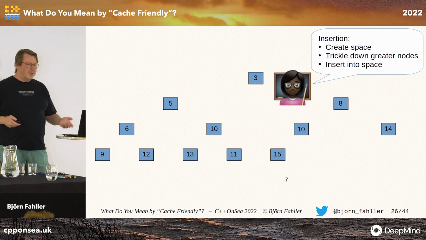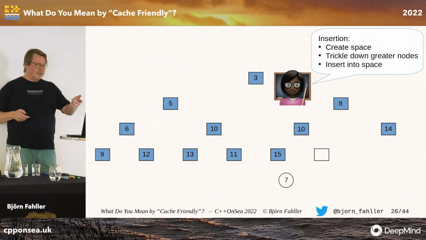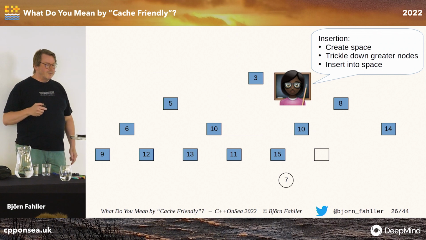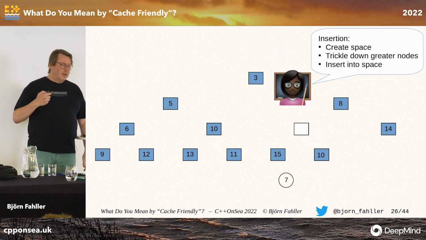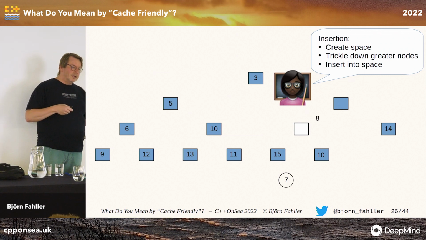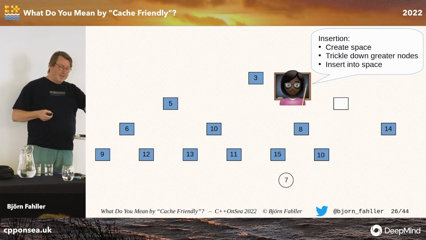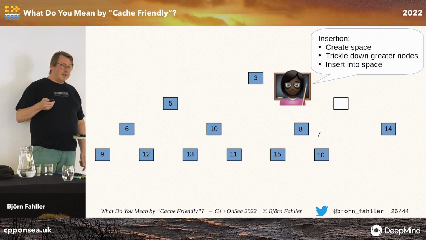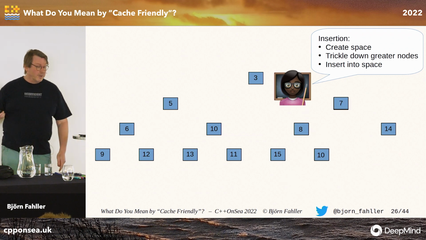So if I want to insert 7 here, I create a space, I see that 10 is greater than 7, so let's move it down. And then we have a new space. 8 is greater than 7, so let's move it down. And then we see that 3 is not greater than 7, so we can move our 7 in there. Then now we have an insertion.